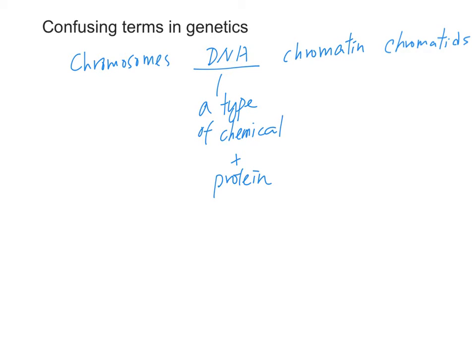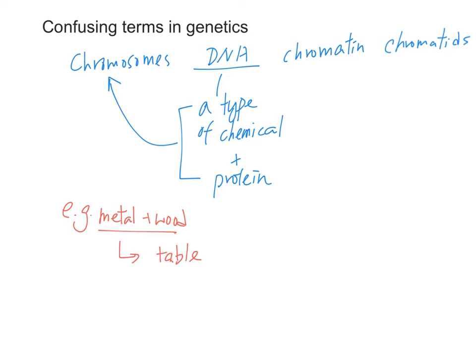Chromosomes, they are a type of thing made up of DNA and proteins together. It is similar to say that metal and wood together makes up the table. So DNA and protein together makes up the chromosome. Now in the human body, we have 46 or 23 pairs of chromosomes. So this here is considered as one chromosome.